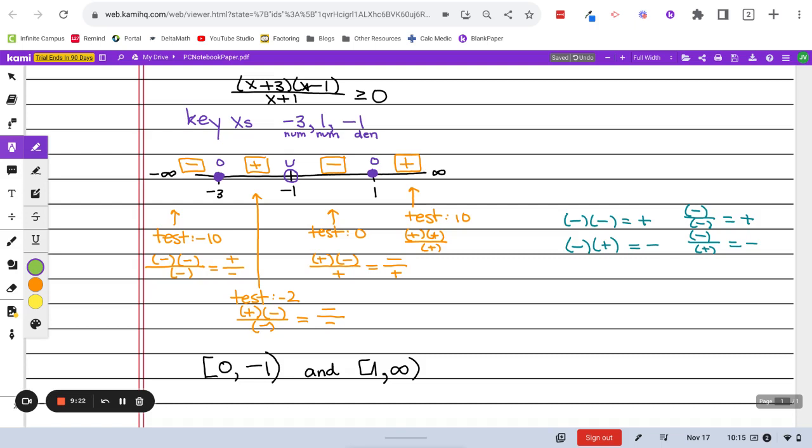Right? If we couldn't include the 0, then we would change our brackets to parentheses, but because we can include 0, because of the equal to part, then we are using the spots where it was 0. We've got those filled in circles, and so on and so forth. Okay? That's what's happening here.